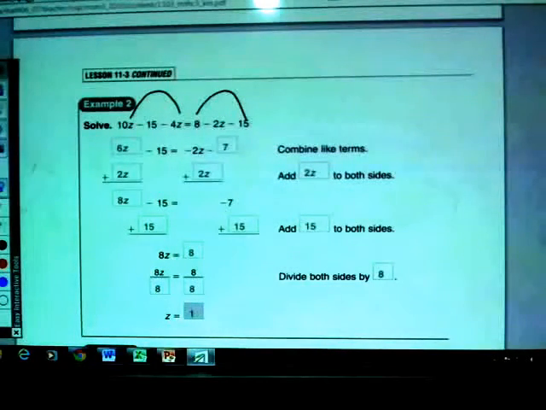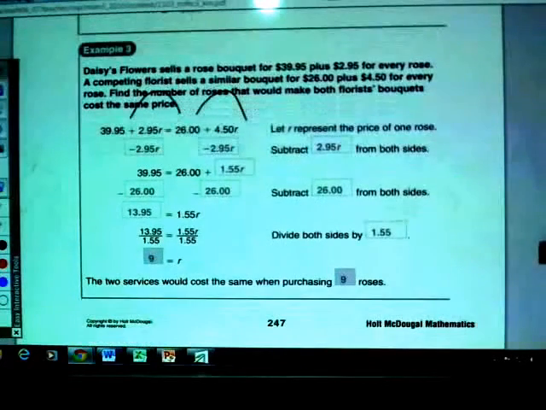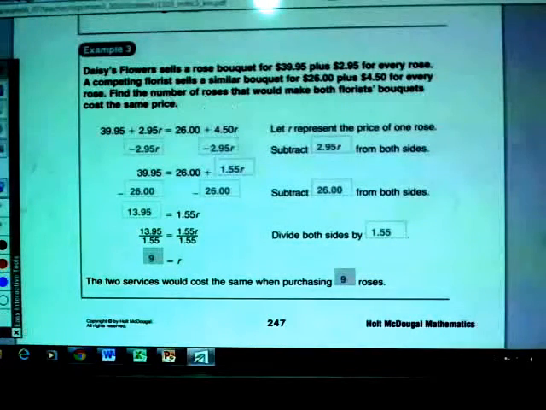All right, let's go ahead and continue on here and take a look at number 3. It says Daisy's Flowers sells a rose bouquet for $39.95 plus $2.95 for every rose. A competing florist sells a similar bouquet for $26 plus $4.50 for every rose. Find the number of roses that would make both florist bouquets cost the same price.